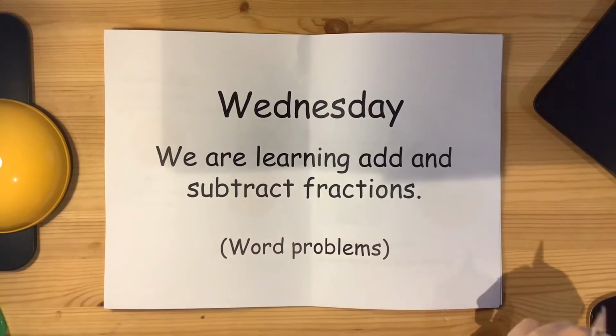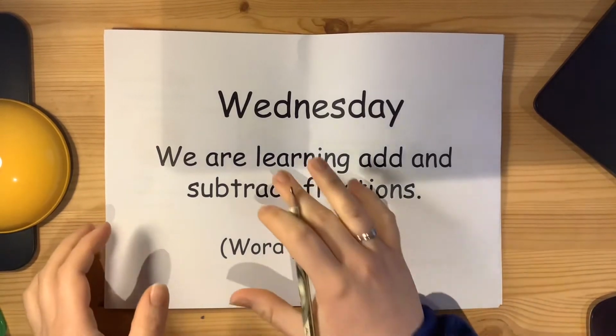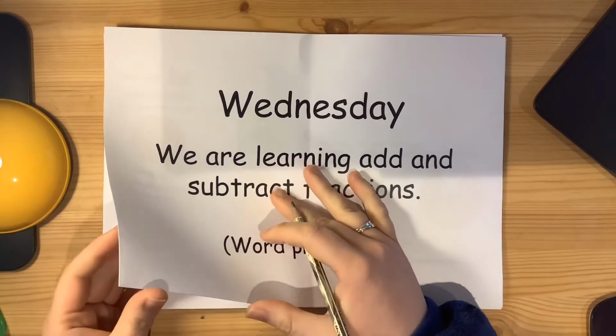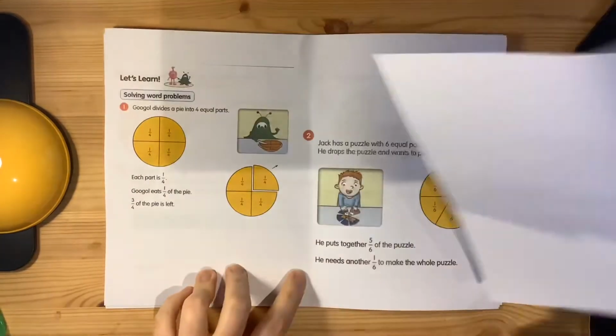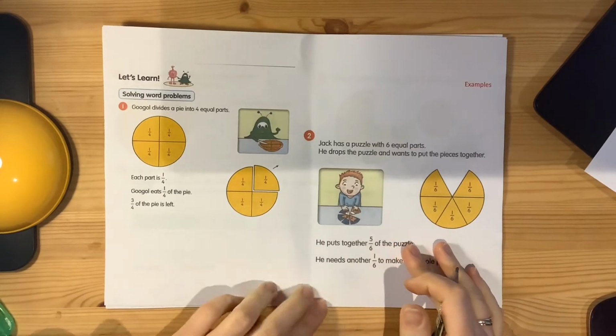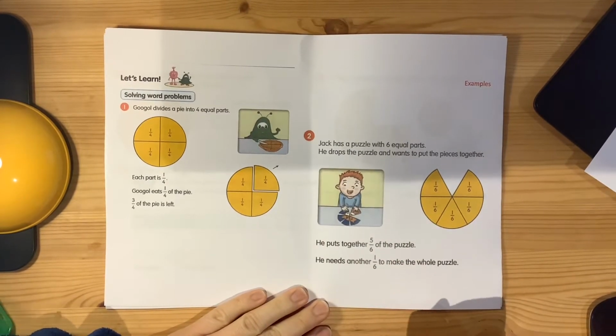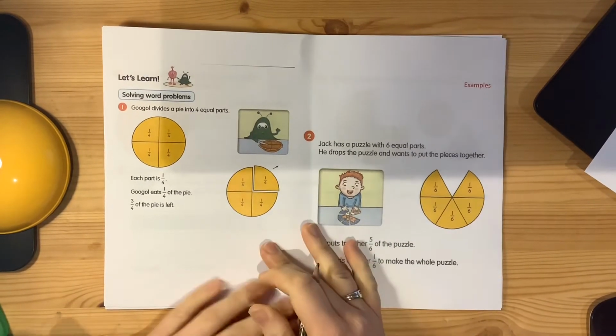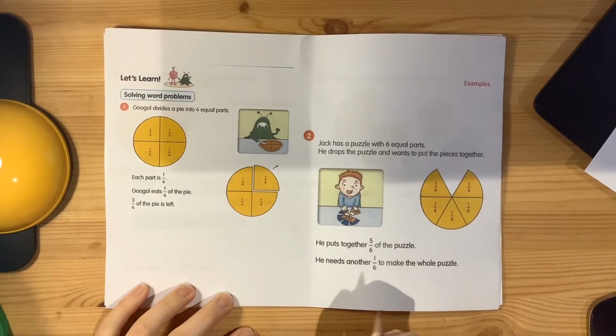So now we're going to be looking at the learning for today, which is adding and subtracting fractions in the context of word problems. So we've got 2 examples here, and we're going to go through them together, and then I'd like you to have a go at some of the tasks yourself, and then I will go through them so you can keep pressing play and pausing it if you're having trouble.